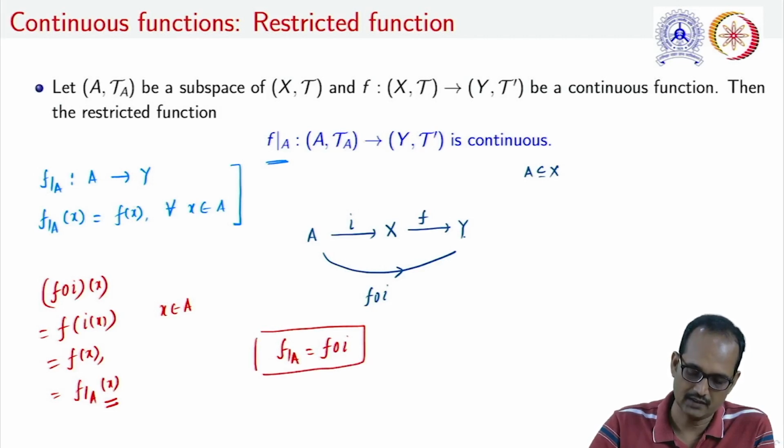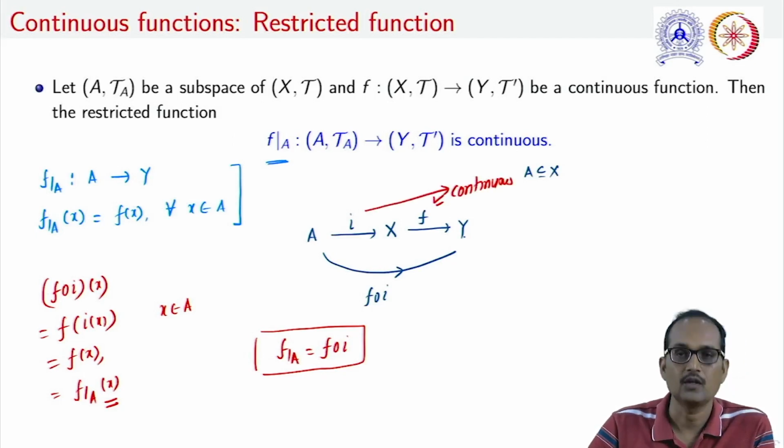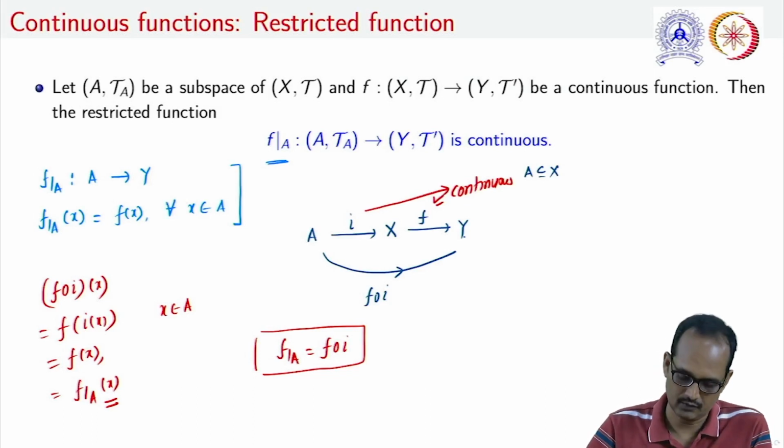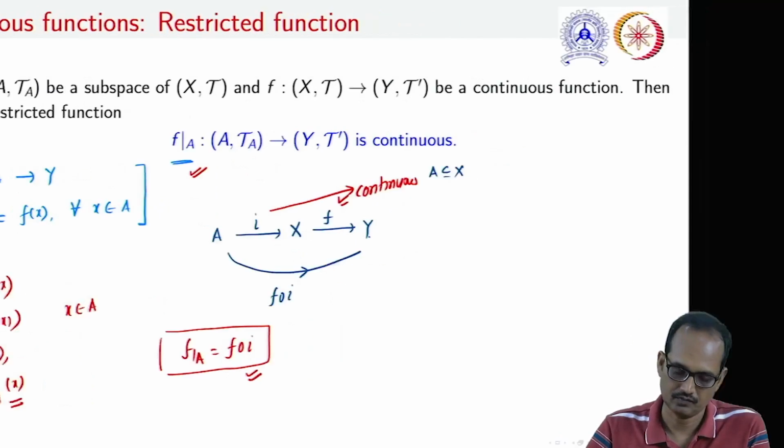Meaning to say that this function is nothing but the composition of f and I. But note that this f is a continuous function, and also the inclusion function is a continuous function, which we have already seen. Therefore their composition is a continuous function, and hence this restricted function is a continuous function.